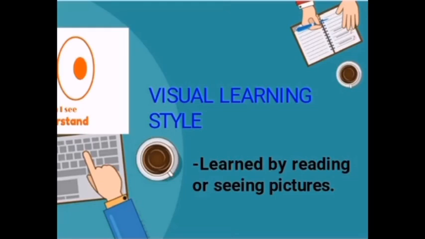They easily understand the lesson by reading and seeing pictures. They also tend to remember things that are written down and they learn better by watching lectures. For example, a visual learner would learn to fix a TV better if they watch an instructional video rather than listening to an expert explain the process.